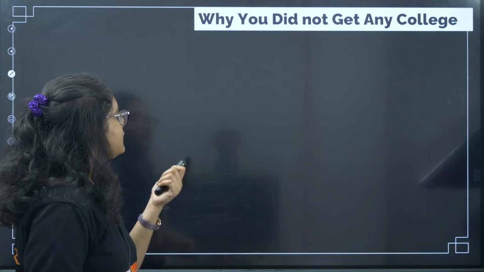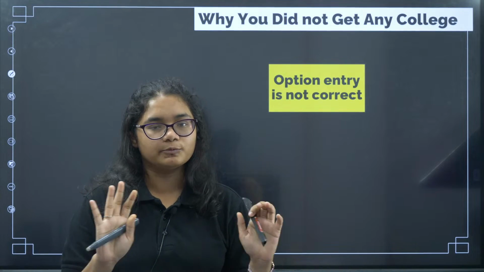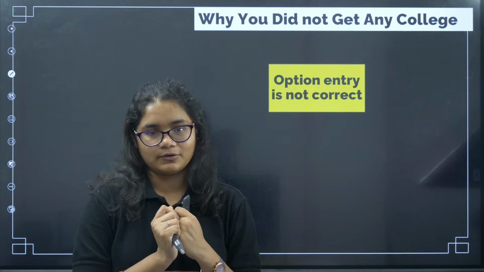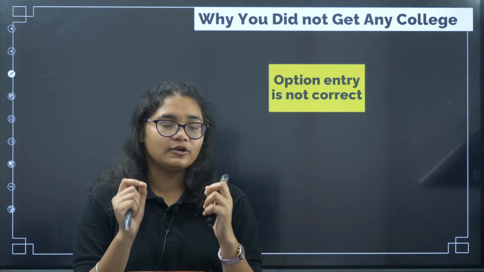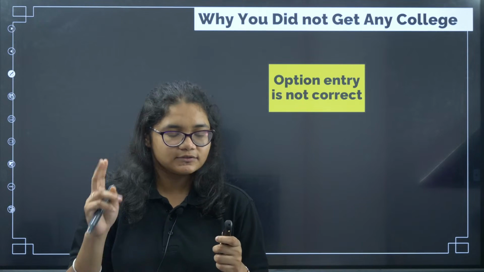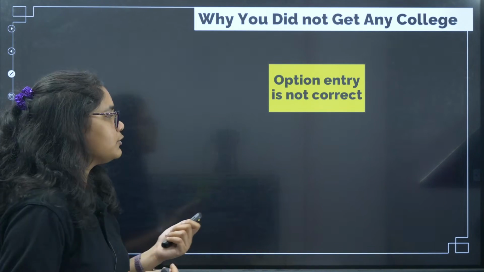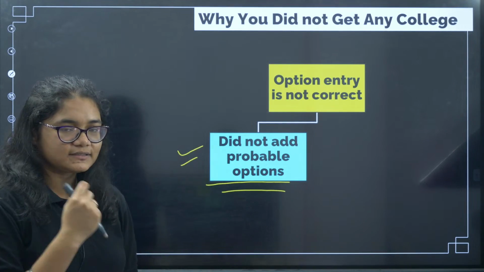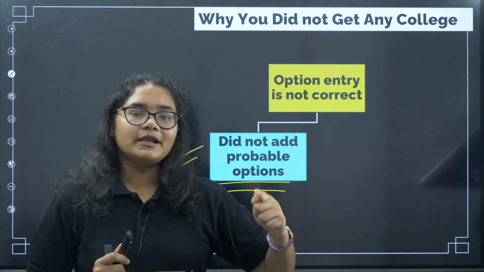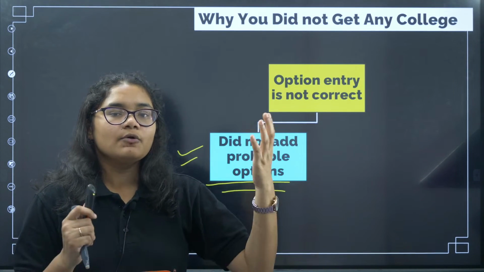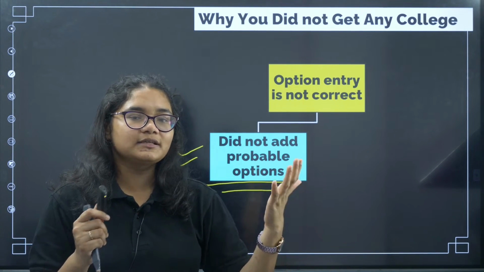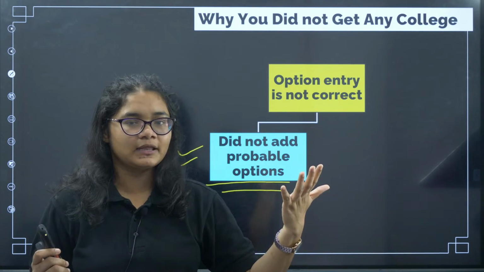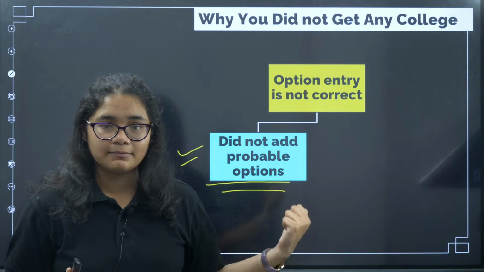Now see, if you have not got any seat in the option entry, there is a very clear reason for that, that is your option entry is not correct. You have done the option entry in an improper or incorrect way. So what are the 2 mistakes that you might have made? The first mistake might be that you did not add the probable options. What is the meaning of probable options? You did not add those colleges where the cutoff is comparable to your rank, and you added those options where the cutoff is very high and not matching with your rank. That can be a reason.